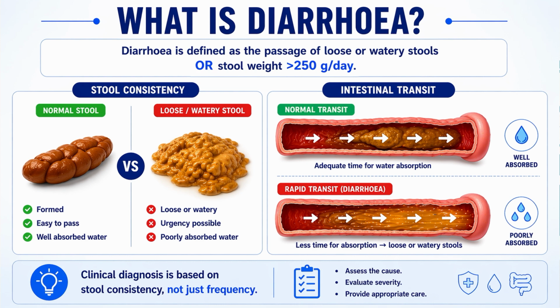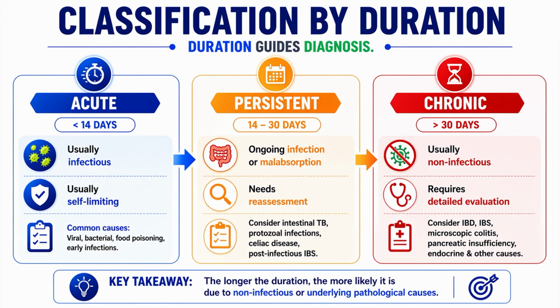The first step in understanding diarrhea is classification based on the duration. Acute diarrhea goes on for less than 14 days. It is most commonly infectious and usually self limiting. Management mainly focuses on hydration.